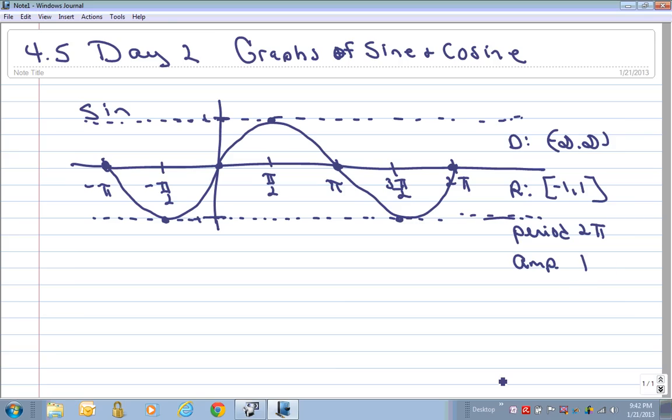And by now, hopefully you're getting the hang of that. Let's go ahead and do the parent function of cosine. Also, if you need to pause and make yourself notes, go ahead and do that. I'll be right here waiting for you.